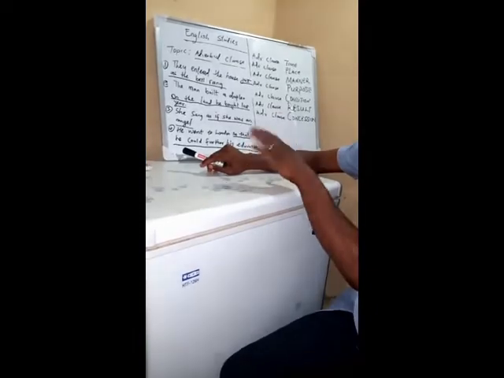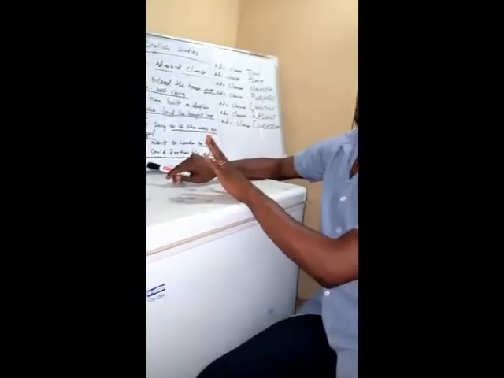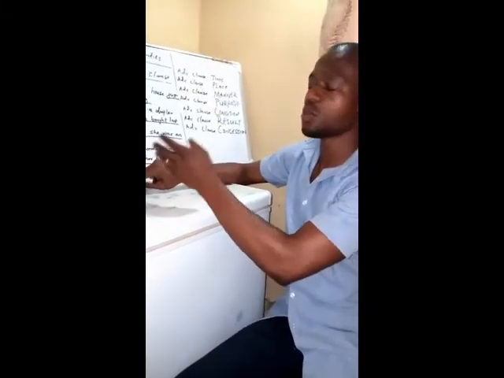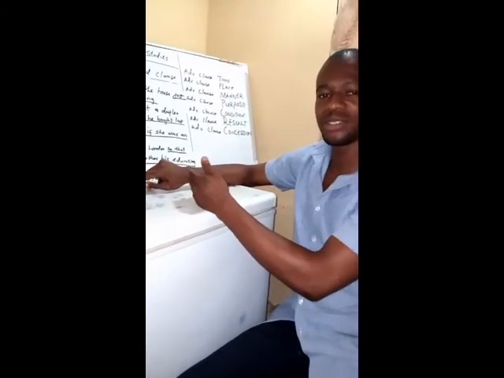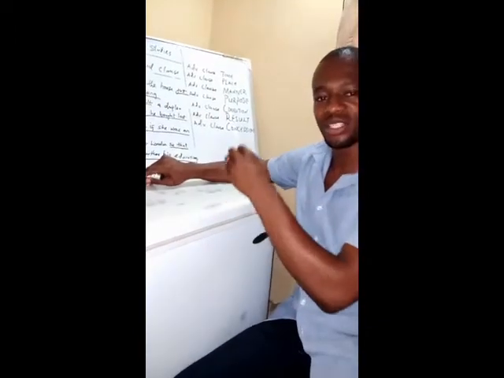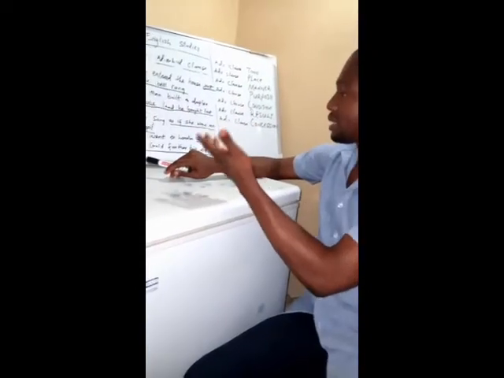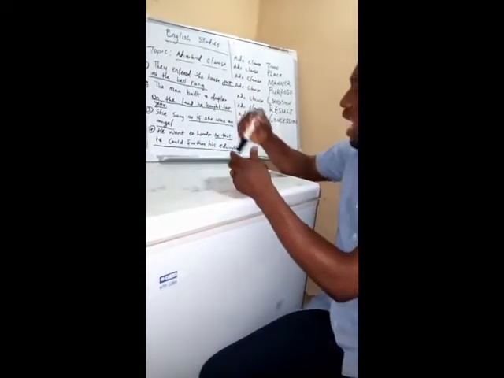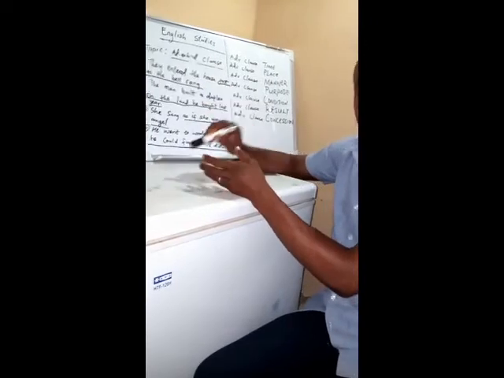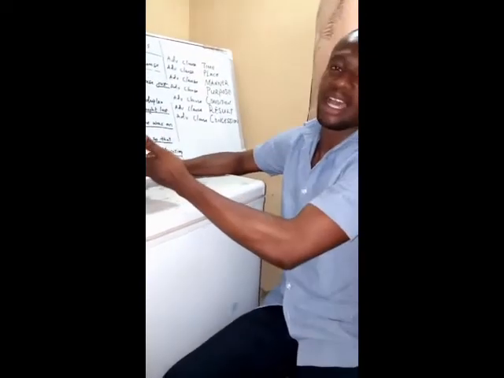We have the next one here. She sang as if she was an angel. This tells us about what? Manner. It tells us about how. How did that particular action of singing take place? As if she was an angel.